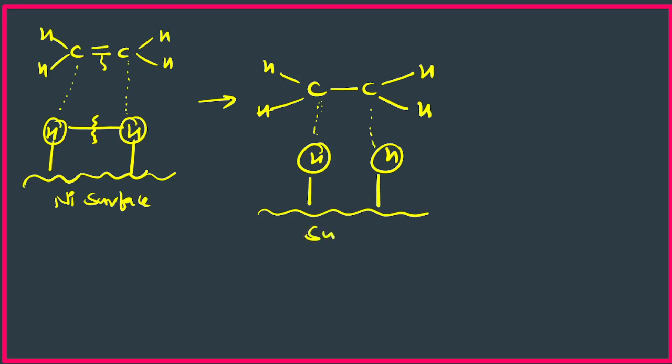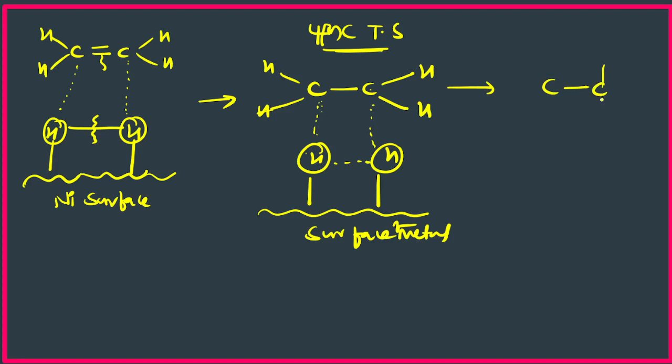It is a surface of metal. See, have a look at this, the bond formed. See, a four-membered cyclic transition state: 1, 2, 3, 4. It is a four-membered cyclic transition state. See, we get what? We get a carbon-carbon single bond.